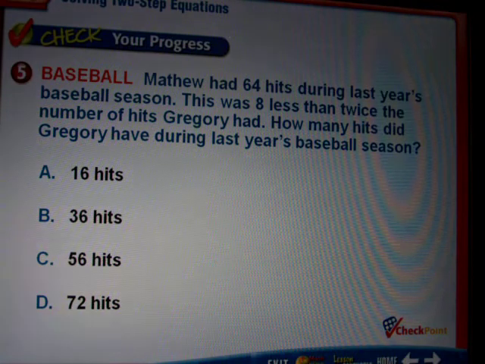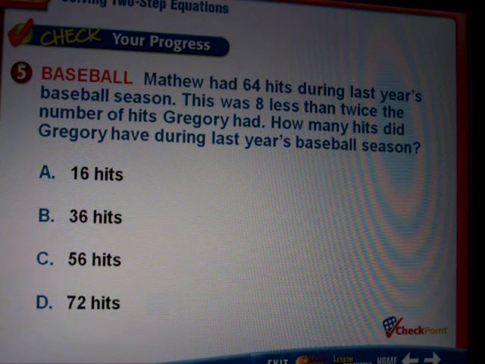So Matthew had 64 hits during last year's baseball season. This was 8 less than twice the number of hits Gregory had. How many hits did Gregory have during last year's baseball season? Is it A, 16 hits, B, 36 hits, C, 56 hits, or D, 72 hits? Make sure you pause the video and solve it out. And your answer is B.